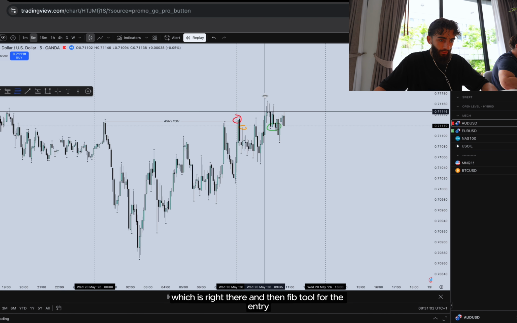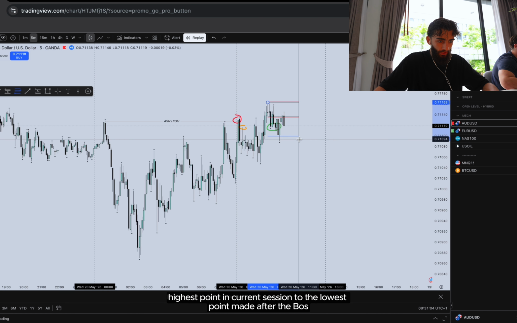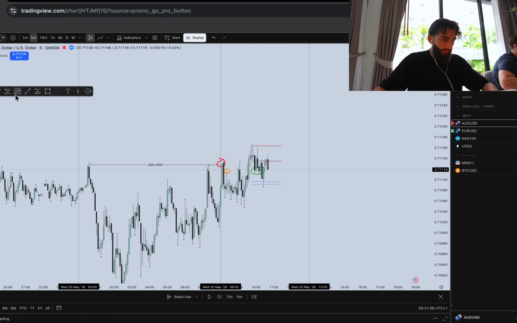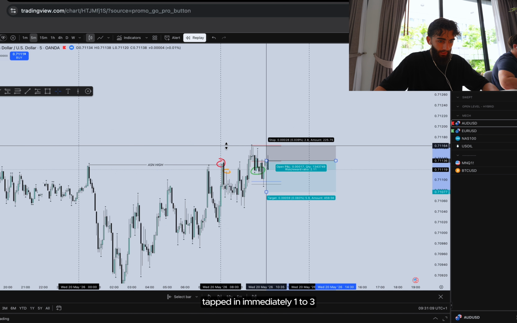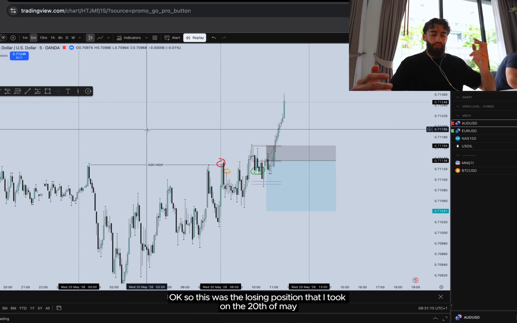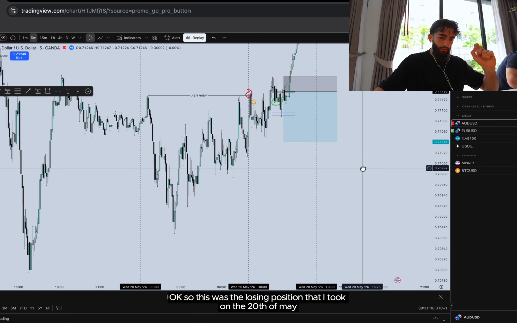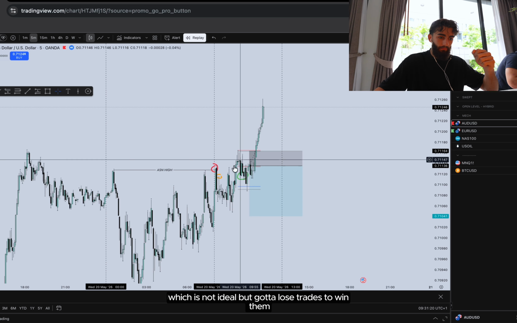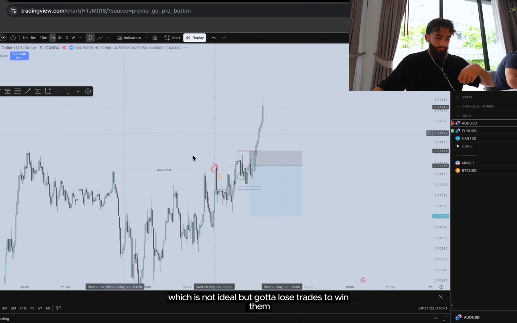And then fib tool for the entry: highest point in current session to the lowest point made after the BOS. Entry 618, tapped in immediately. 1 to 3. Let's play this out. Stopped out. Okay, so this was the losing position that I took on the 20th of May, which is not ideal, but gotta lose trades to win them, you know what I'm saying?